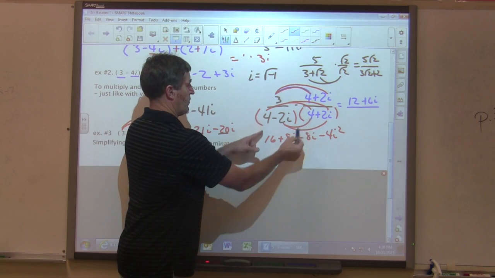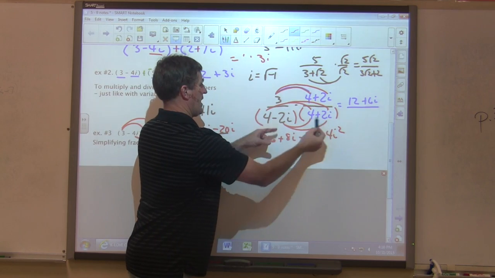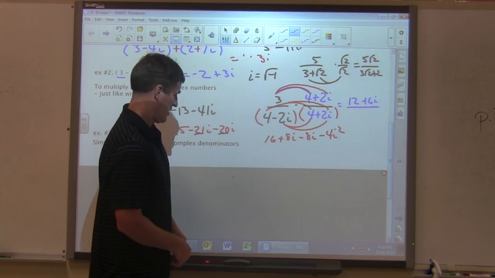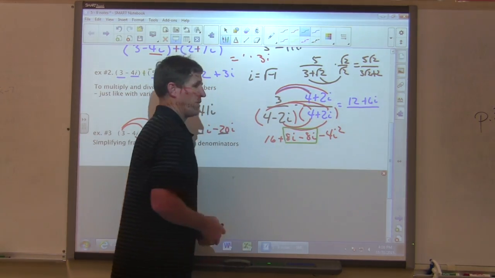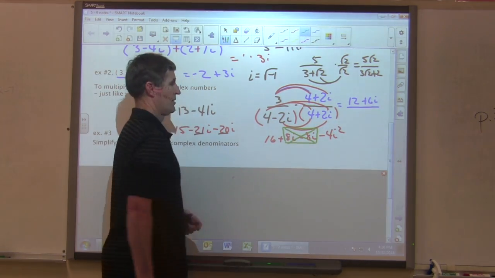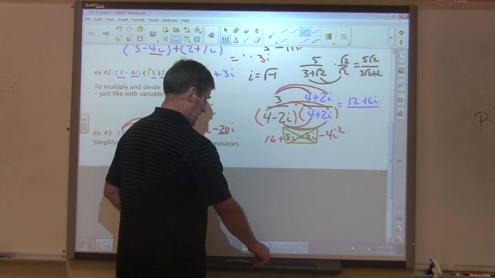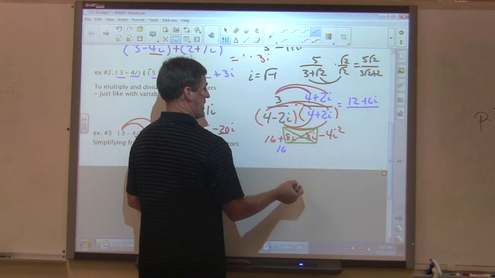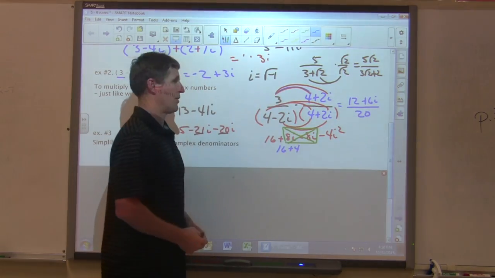Okay? So the 4 times 4 is the 16. A positive 8i, a negative 8i, and then negative 2 times 2 is negative 4, and i times i is i squared. Well, what always happens is, when you multiply conjugates together, those middle terms are always opposite, and so they cancel out. The i squared we already know is negative 1, and so this becomes 16, and that negative 1 times negative 4 will be positive 4, and so we get 20 in the denominator.